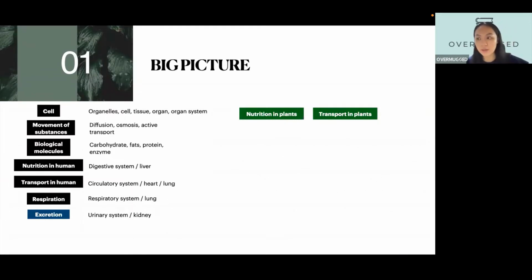Okay, after excretion is homeostasis. What is homeostasis? It's the maintenance of an internal environment. Some of you may be thinking, oh, I've never heard of this word. It's totally fair. I had never heard of this word until I learned this chapter in bio.